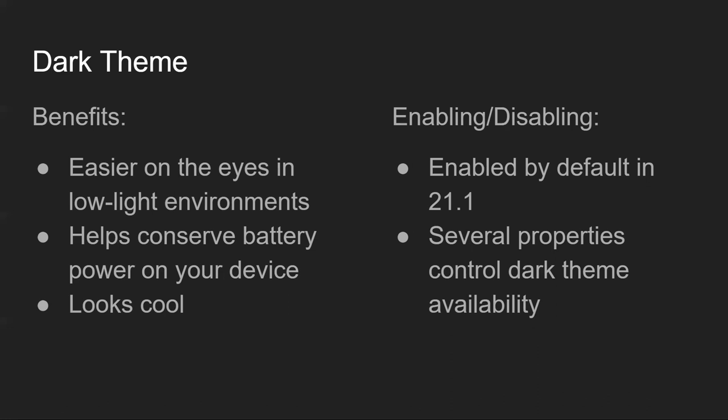So in 21.1, it's enabled. Now, if you're on 21.0, it was not enabled. We had it off by default in the .0 release. But in 21.1 and later, dark theme is enabled by default, but there are several different properties that control where it shows up, and only some of these are enabled by default. So I'm going to go through these so you know what to expect, and then we'll take a look at dark theme itself.